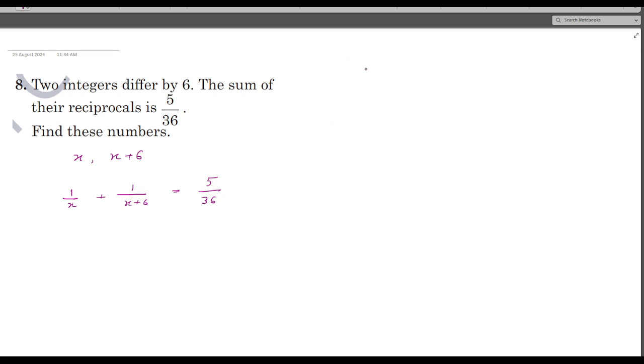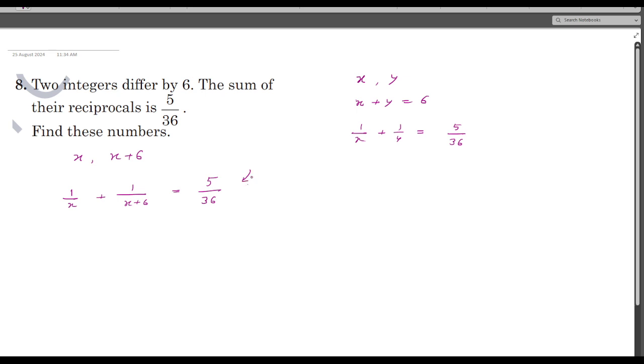Or else, you can consider the two integers as x and y, and then make one equation, which is x plus y is equal to 6, and the other equation is 1 upon x plus 1 upon y is equal to 5 divided by 36. Then here you will use the substitution method. Here the difference is given, so not x plus y, x minus y is 6. Therefore x can be written as y plus 6, something like what we did here.